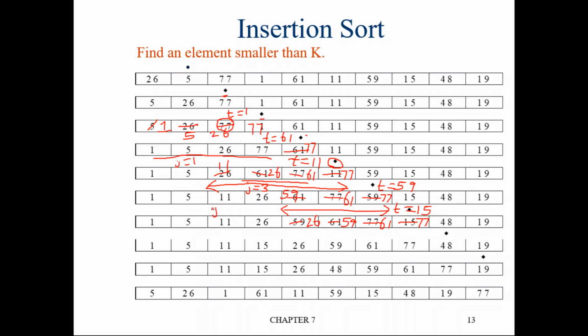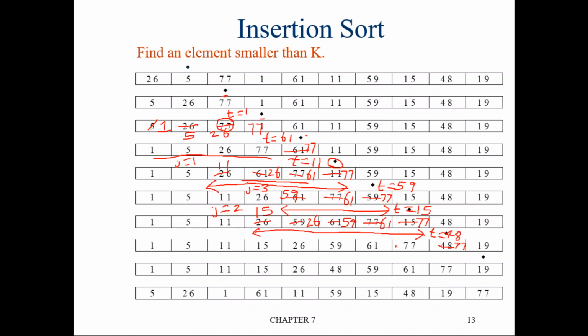So at this point j is what? 0, 1, 2. So a of j plus 1 will be replaced with t. So this will become 15. Okay. So that here you got 15, 26, 59, 61, 77. Next is 48. Next t is equal to 48. Now if you see 77 is greater than 48. Okay. So this location will become 77, right?